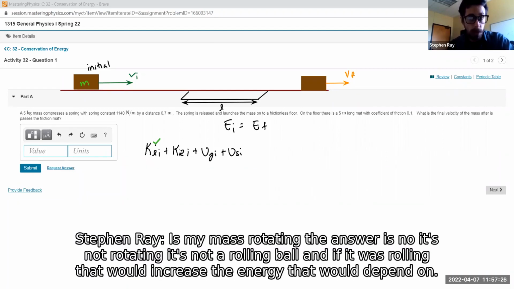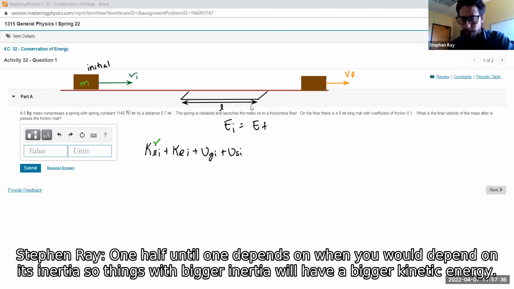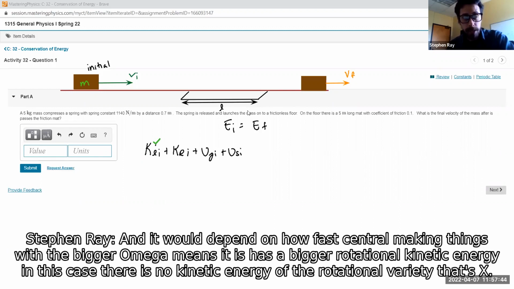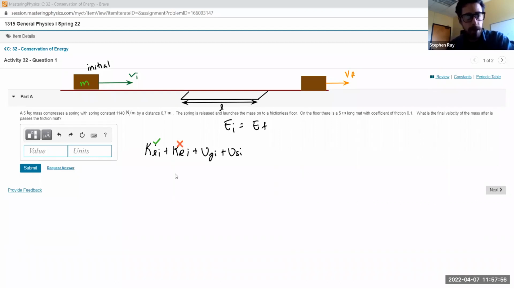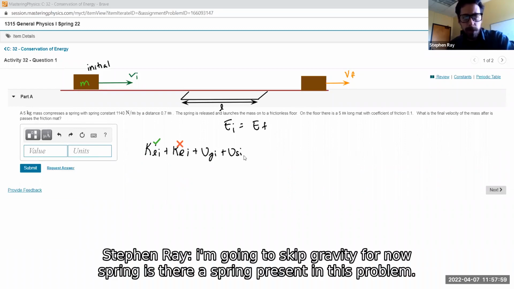Next one. Is my mass rotating? The answer is no. It's not rotating. It's not a rolling ball. If it was rolling, that would increase the energy, and it wouldn't depend on one half. It would depend on its inertia. So things with bigger inertia would have a bigger kinetic energy, and it would depend on how fast it's rolling, omega. Things with a bigger omega means it has a bigger rotational kinetic energy. But in this case, there's no kinetic energy of the rotational variety. So that's X. I'm going to skip gravity for now. Spring. Is there a spring present in this problem?